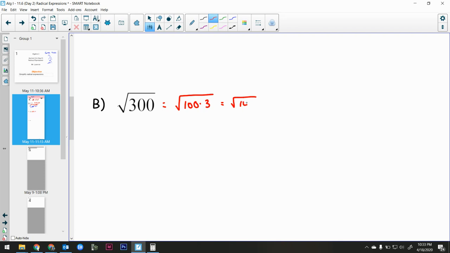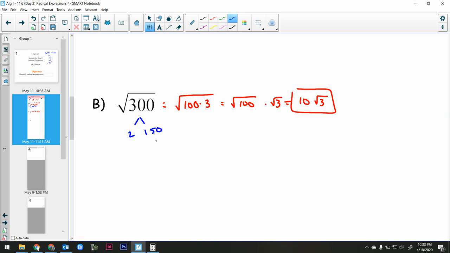So that means I've got the square root of 100 times the square root of 3, and the square root of 100 is just 10. Okay. Now, I think this problem demonstrates exactly why this method is a little bit easier than the factor tree method, because look at this.